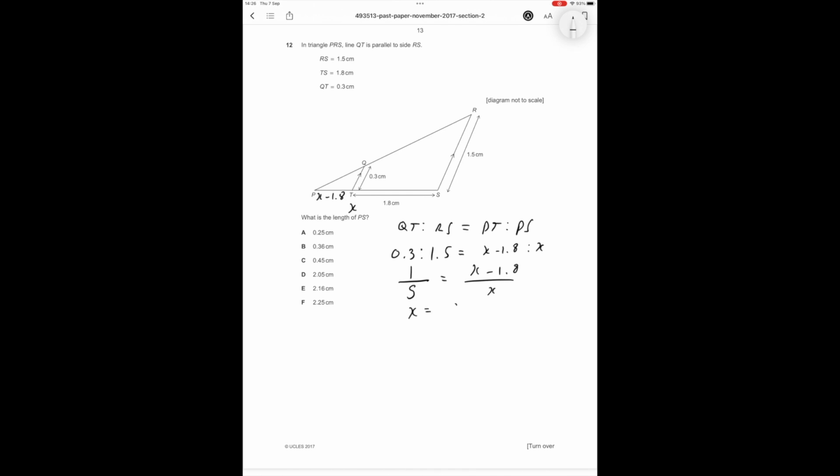X is equal to 5X cross multiplying minus 9. Again, the way we've done this is 1.8 times 5 is 9, so we just divide that by 10. So therefore 4x is equal to 9, x is equal to 9 over 4, which is equal to 2.25 centimeters, which is going to be the length of PS. So therefore the correct answer option in this case is F. The main thing you need to notice here is that the triangles are similar, and you have to algebraify both PT and PS in order to find the length of PS.